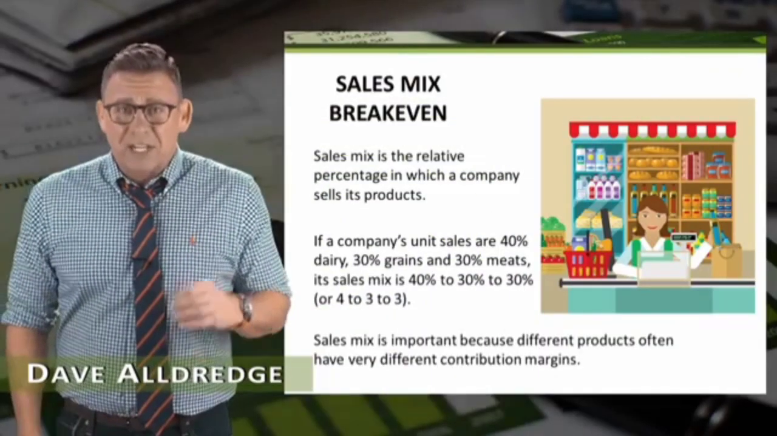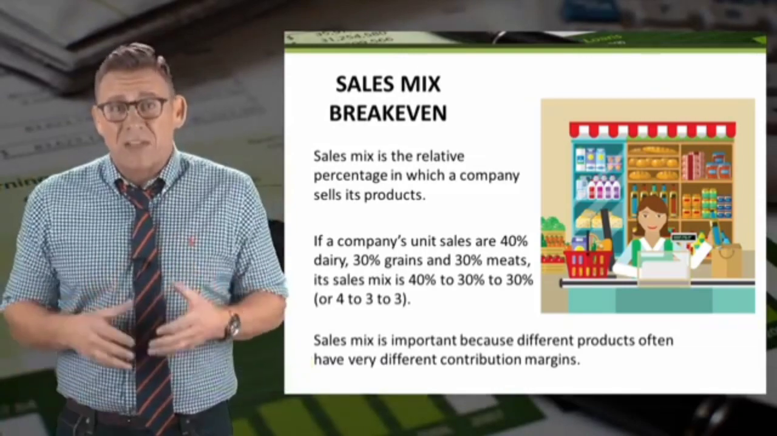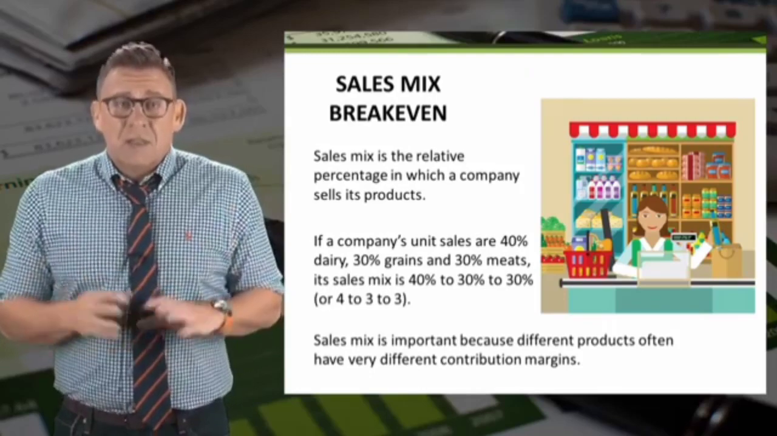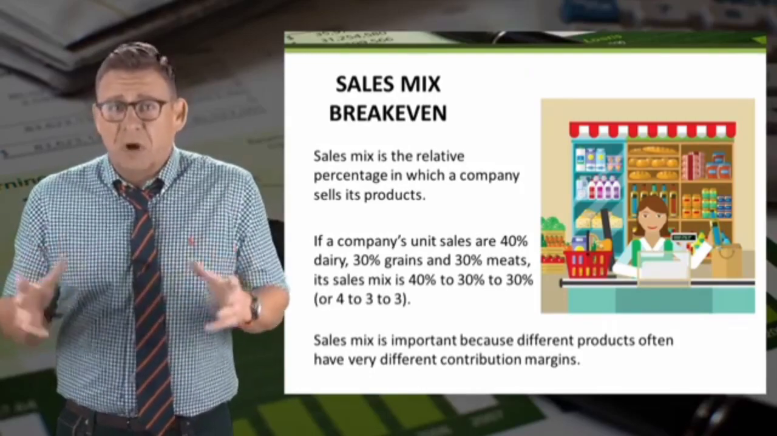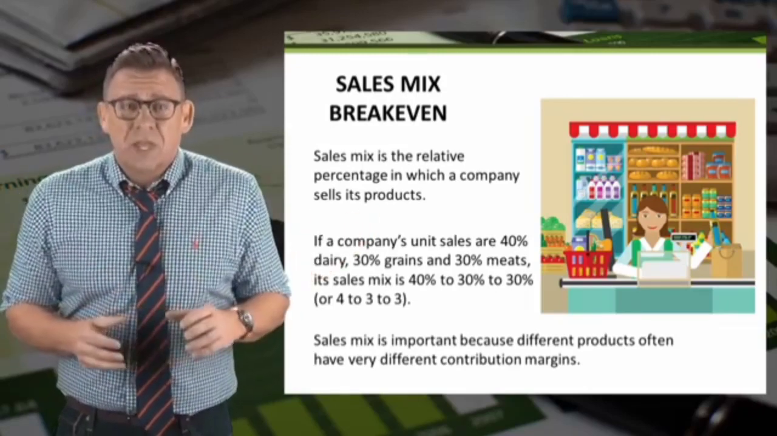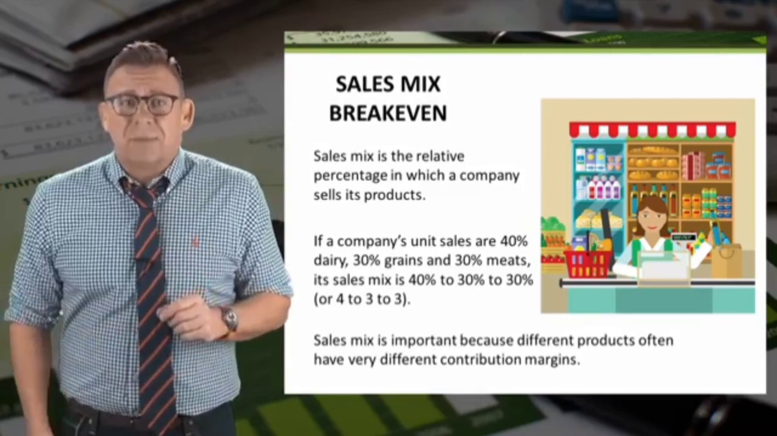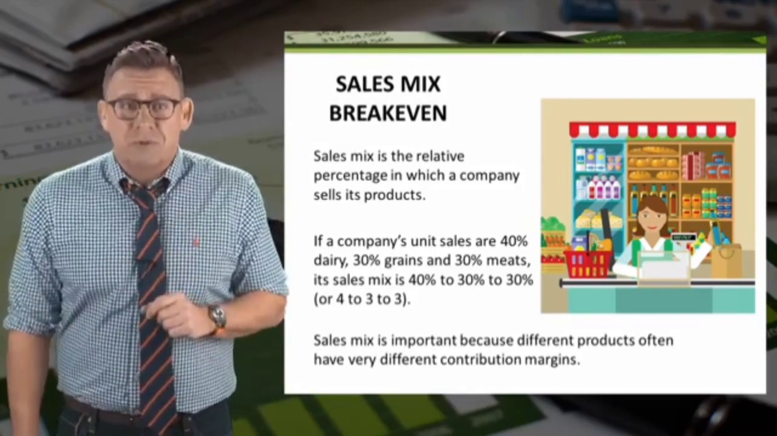Rarely does a company sell just one product, so break-even becomes more complicated based on the sales mix. The sales mix is the relative percentage in which a company sells its products. You can see an example of a sales mix here on the slide. Sales mix is an important concept because rarely do different products have the same contribution margin.